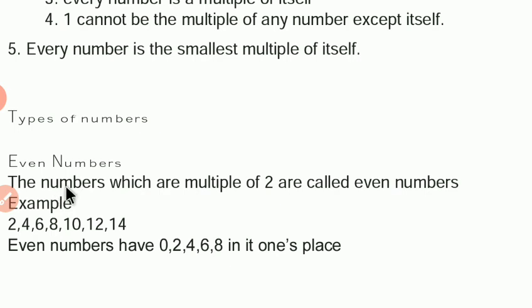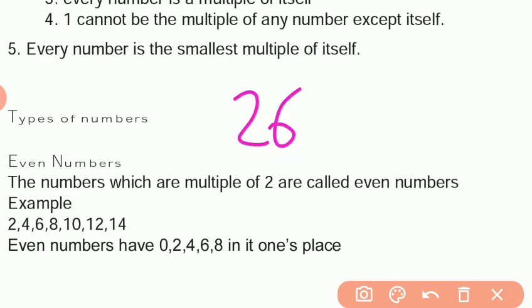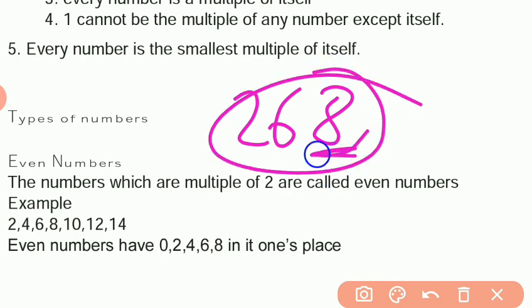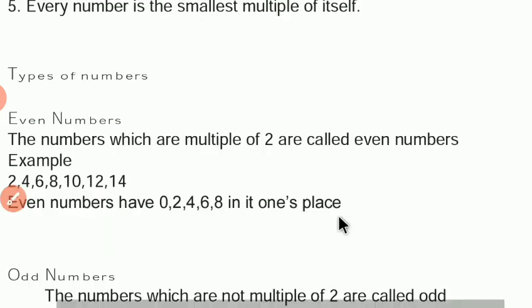Even numbers. The numbers which are multiples of 2 are called even numbers. For example, 2, 4, 6, 8, 10, 12, 14, and it will go on. Or we can see that even numbers have 0, 2, 4, 6 and 8 at the ones place. The numbers having 0, 2, 4, 6 and 8 at the ones place are known as even numbers. For example, 268. At the ones place, 8 is given, which means it's an even number. You only have to see its ones place.